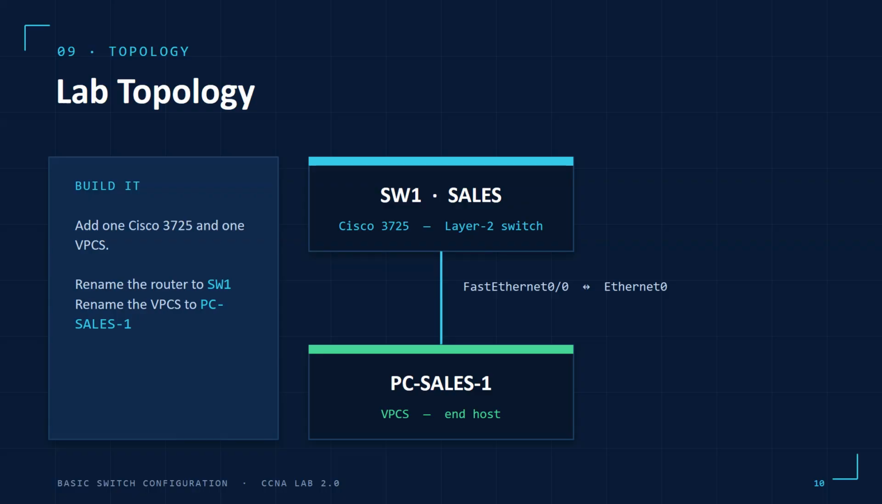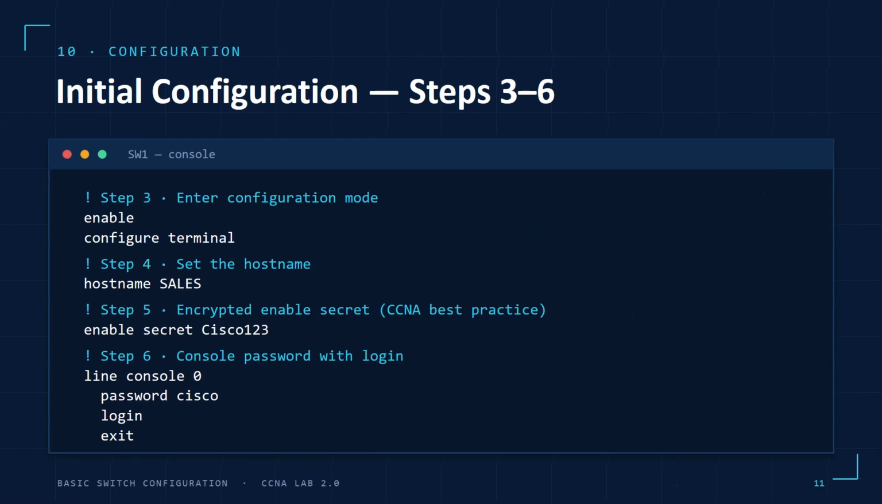To build the topology, add 1 Cisco 3725 and 1 VPCS. Rename the router to SW1 and rename the VPCS to PC-sales-1. At the SW1 console, enter enable mode and configuration terminal mode. Set the hostname to sales. Configure the encrypted enable secret as Cisco123. Then enter console line configuration. Set the console password to Cisco, enable login, and exit.